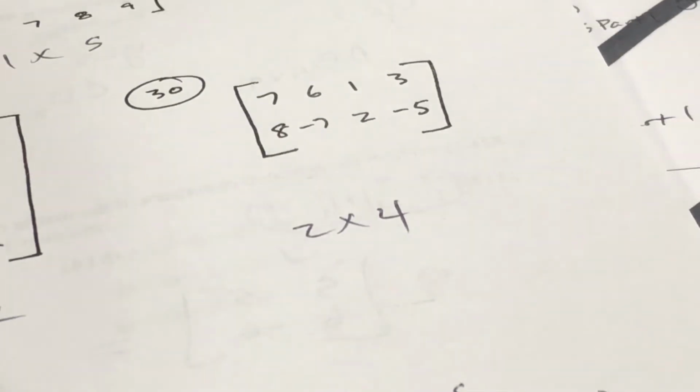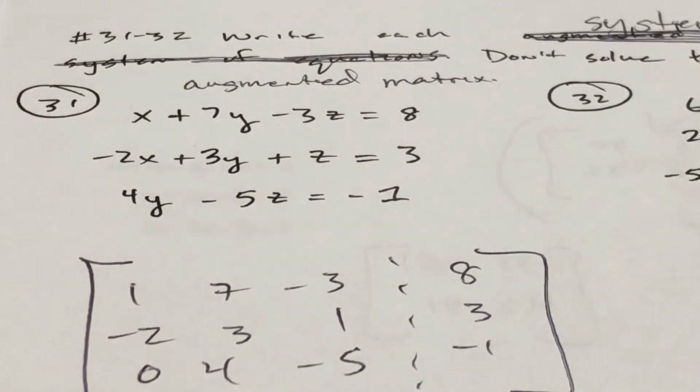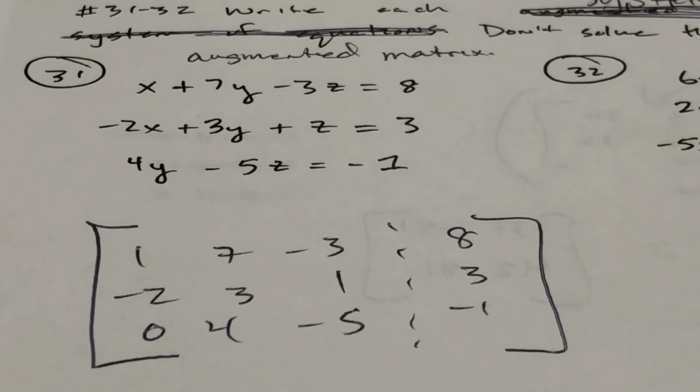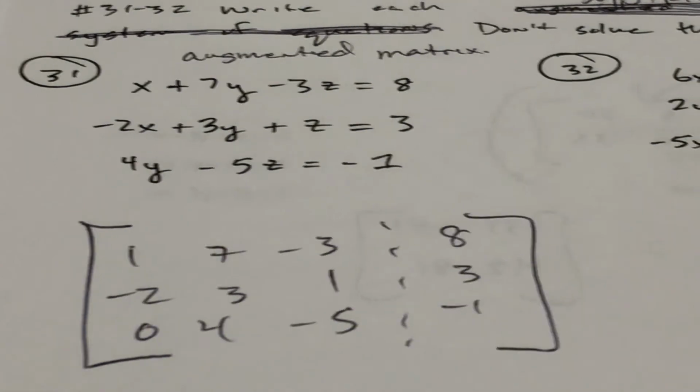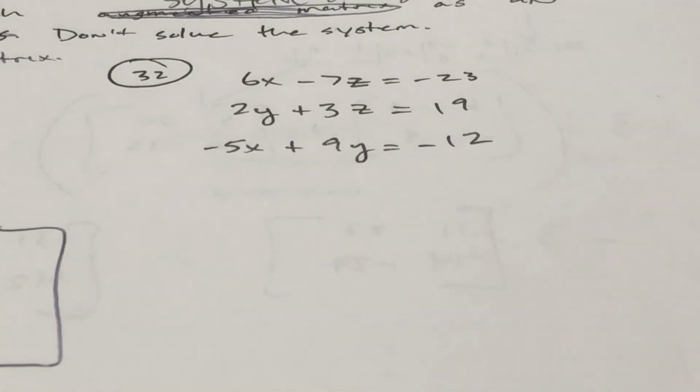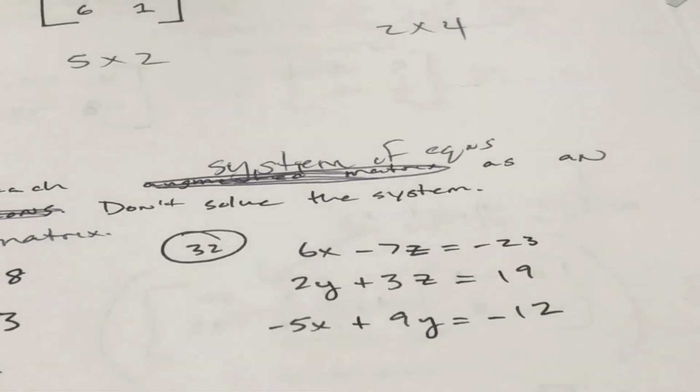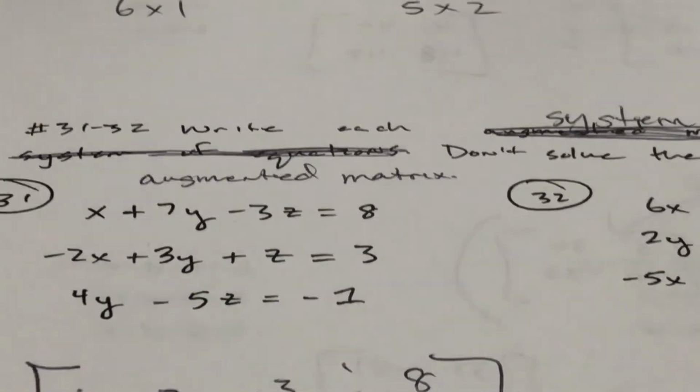Then I made a mistake on 31 through 32. Given the system, you write the augmented matrix. Write each system of equations as an augmented matrix, and don't solve them.